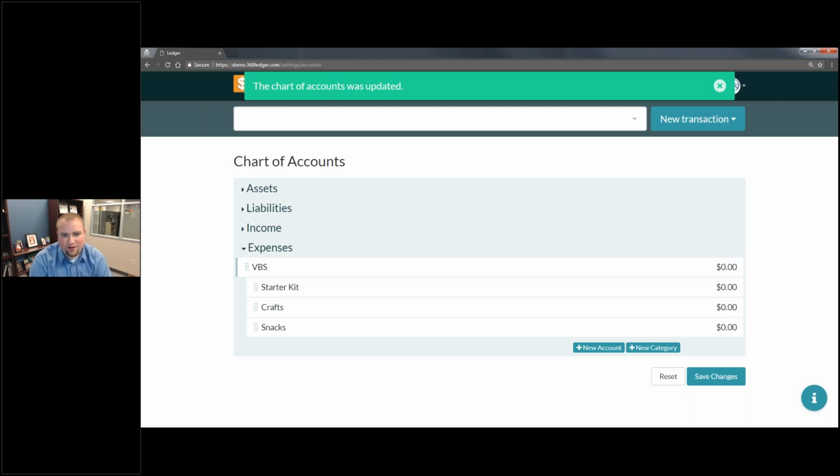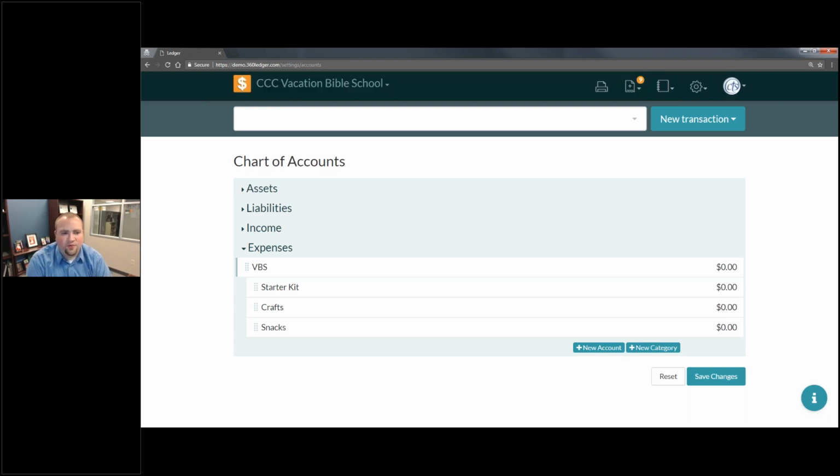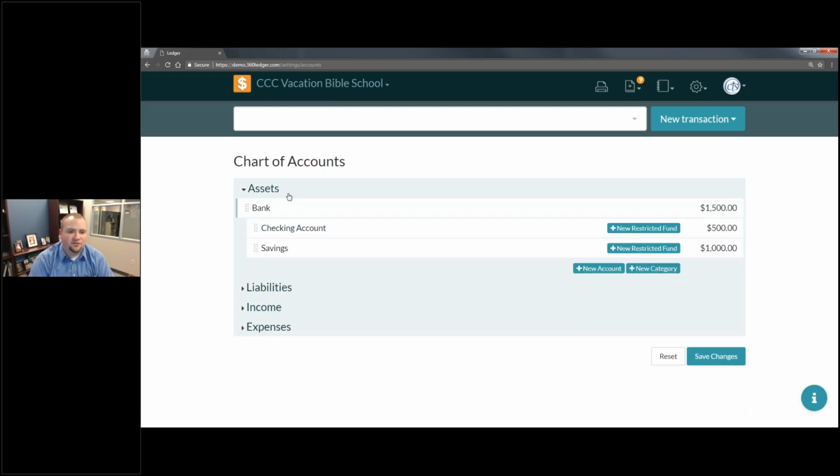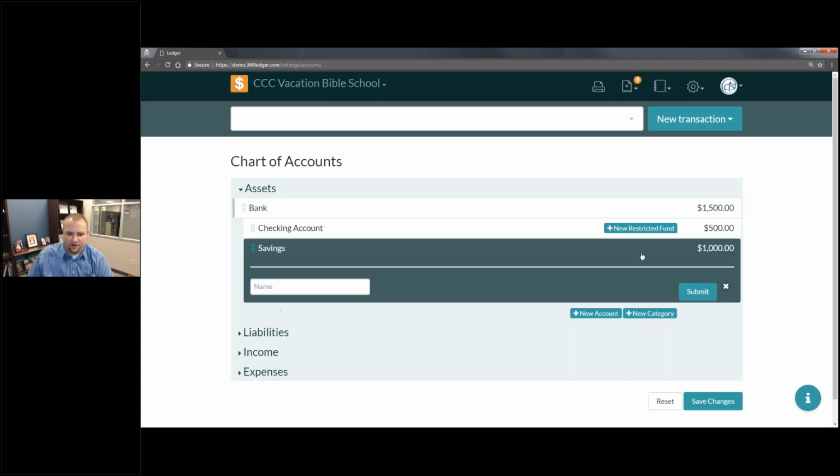I now have my chart of accounts filled out with accounts under each one of these types of accounts. Now there's one other type of account. We call it a restricted fund. It's not really a type of account as much as a division of accounts. So we've got our savings here. If we go and create a new restricted fund, we could say that we want a restricted fund for our mission project.